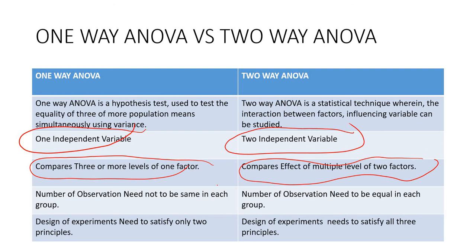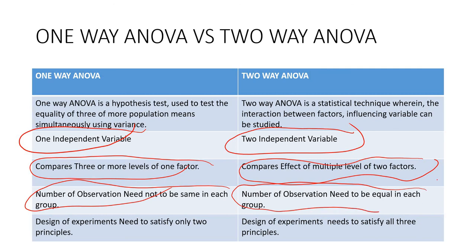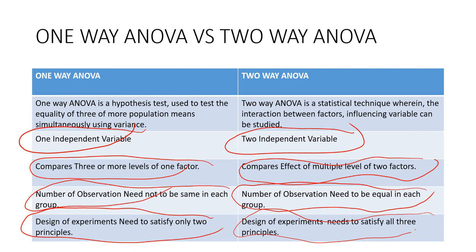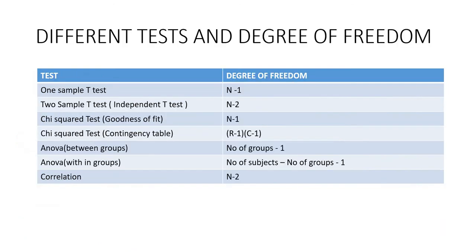Number of observations need not be the same in each group. Number of observations need to be equal in each group. Design of experiments needs to satisfy only two principles. Design of experiments needs to satisfy all three principles. This is a very interesting table. From this table you can easily understand the difference between one-way ANOVA and two-way ANOVA.